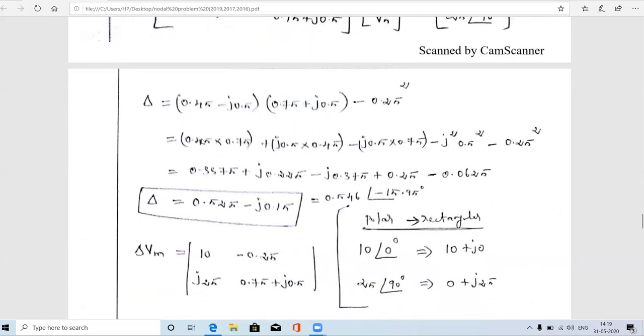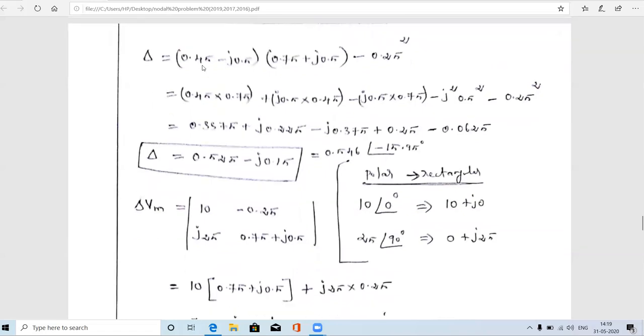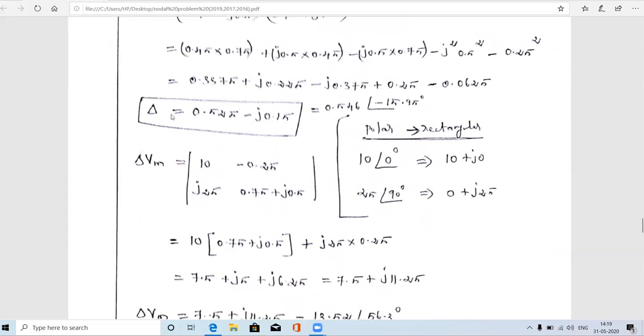So you just expand it. You multiply each term. So in that multiplication, j squared means it is minus 1. If you are multiplying these things and splitting real and imaginary, we will get the answer del equal to 0.525 minus j0.15. So this is in rectangular form.